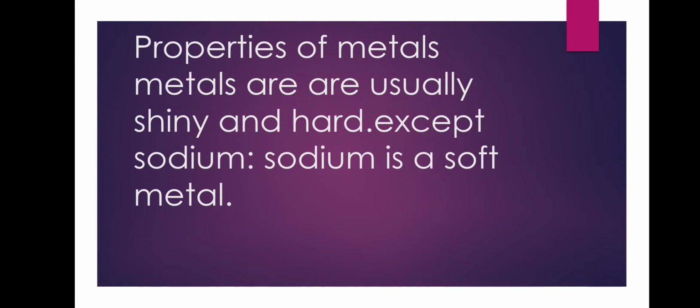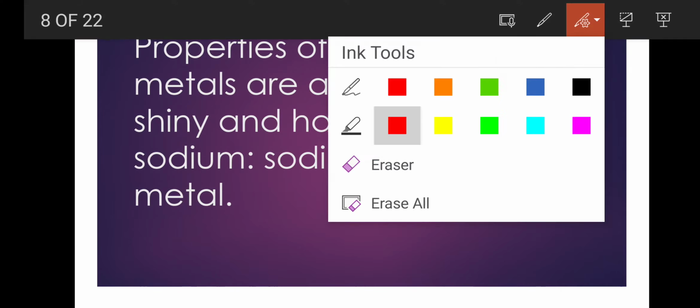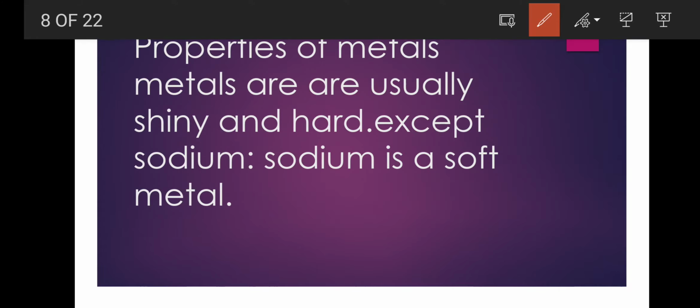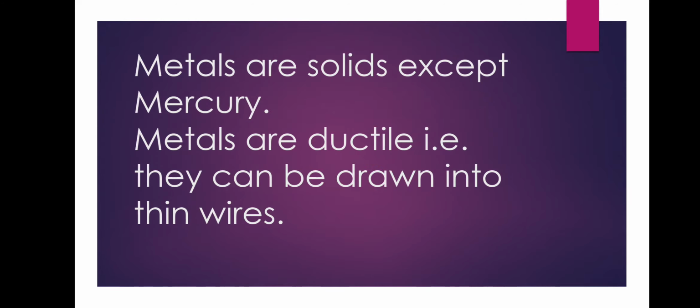So now we will discuss the properties of metals. The first property of metals is that metals are usually shiny and hard. Shiny means it has luster, it can shine. An exception is sodium. Sodium is a metal, but sodium is not hard. Sodium is a soft metal.